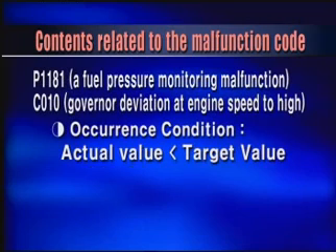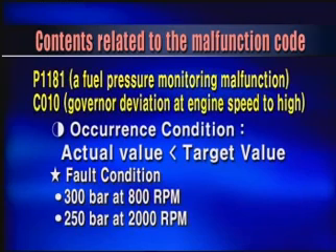I will now explain malfunction code P1181. In the P1181, there are several detailed codes. Among these, the most common are C006 and C010. This case concerns the C010, a deficiency to the proper rail pressure according to the RPM. In order for this condition to occur, as shown in the previous caption, the 300 bar at 800 RPM refers to the detailed fault code that will be shown when the fuel pressure actual value has a difference of 300 bar or more to the target value.